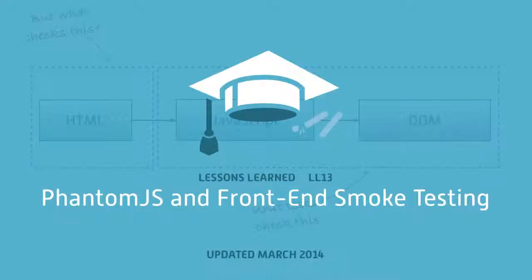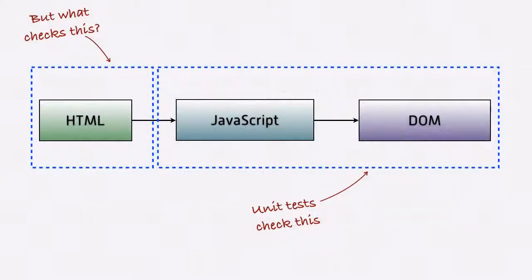Sometimes unit tests aren't enough. Your unit tests and focused integration tests make sure that your JavaScript code works. But what makes sure your HTML loads that JavaScript correctly? How do you know everything fits together end to end and really works when a user visits your site?